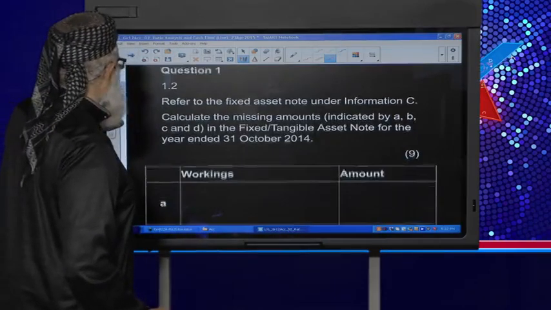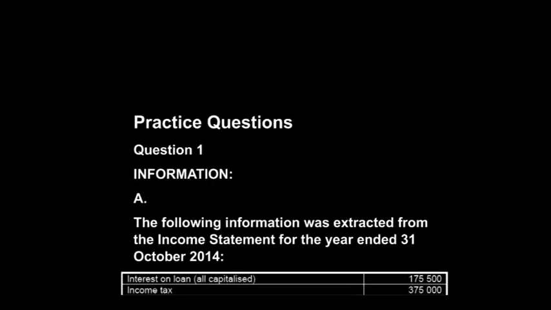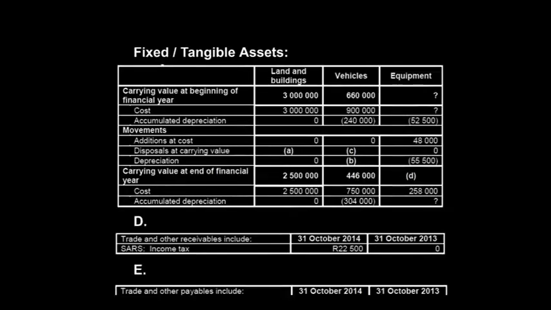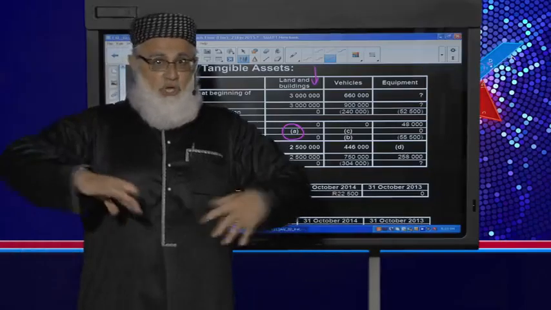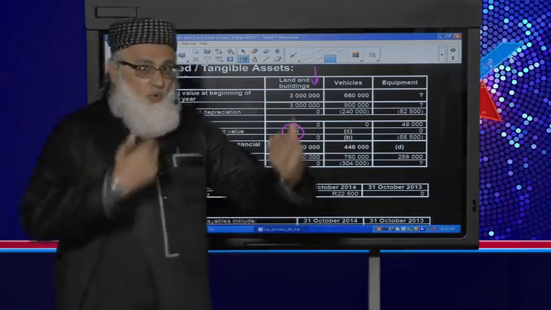The question says, refer to the fixed asset note under information C and calculate the missing amounts indicated by A, B, C, and D on the fixed or tangible asset note for the year ended. Right, so if I look at my note now, and I see my information, the first one is A. I'm looking for my disposals at carrying value of land and buildings. Now that's the easy one. Why? There's no depreciation to take into account. You just merely compare your opening balance with your closing balance.